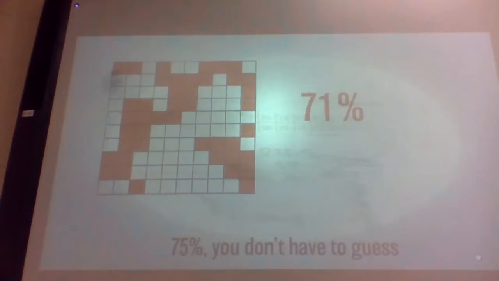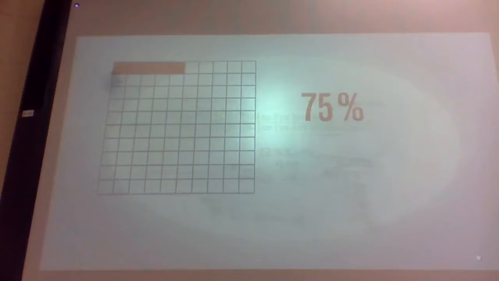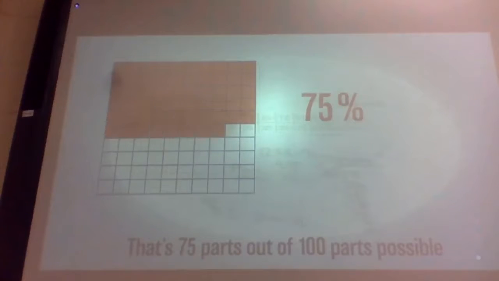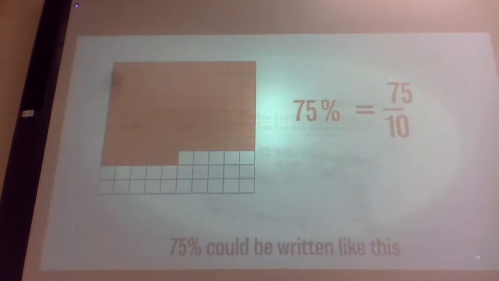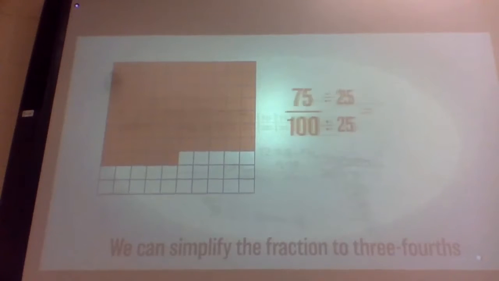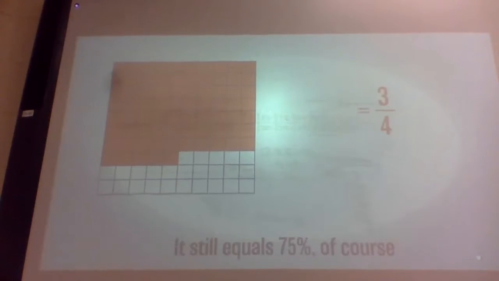75% means there's 75 parts out of 100 parts possible. And we can write percents as fractions or decimals. 75% could be written as 75 over 100. That's a fraction, and they're equivalent. We can simplify the fraction to 3 over 4. It still equals 75%, of course.